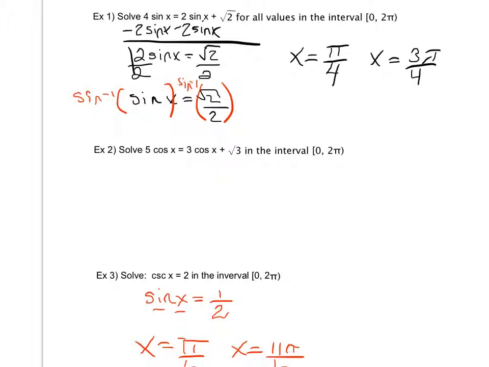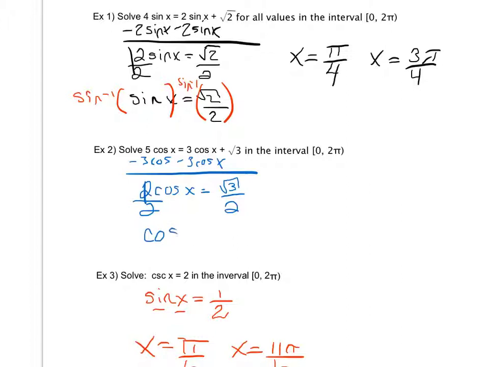So example 2 is very similar to example 1 in the aspect that I have cosine of x appearing more than once, which means I can go ahead and combine those like terms. So I'm going to move the 3 cosine of x over, giving me 2 cosine of x equals radical 3. And then I'm going to go ahead and divide by that 2, giving me cosine of x equals square root of 3 over 2.